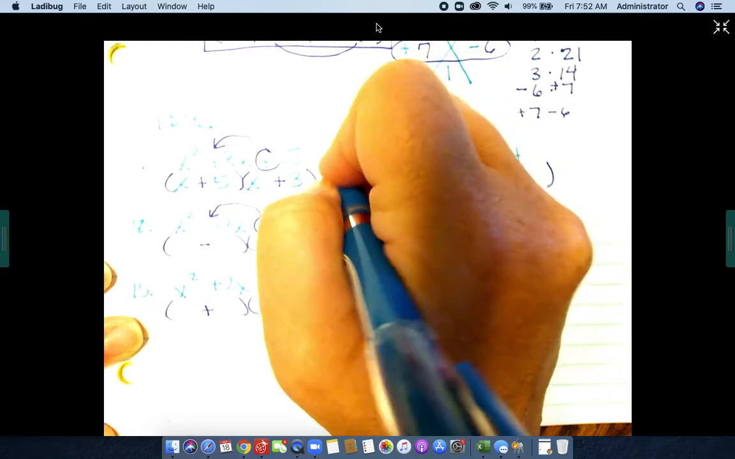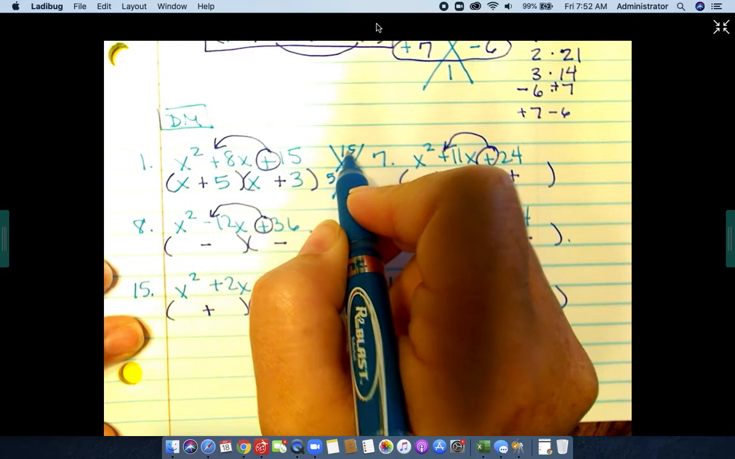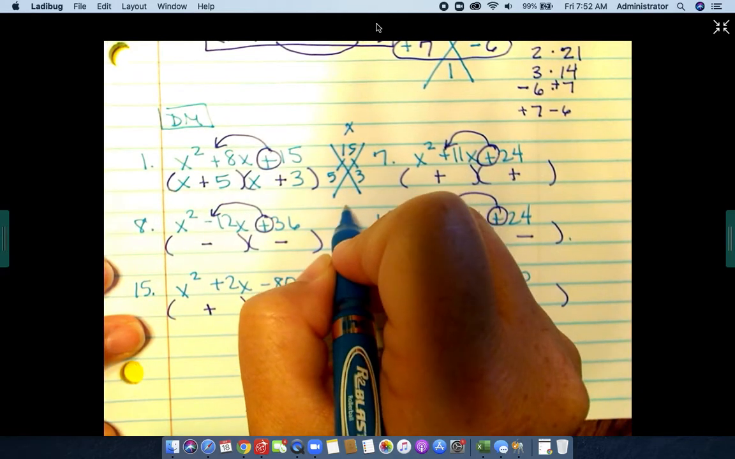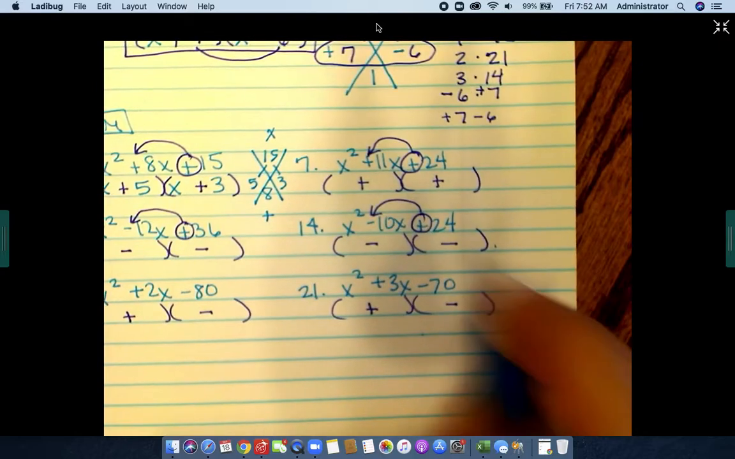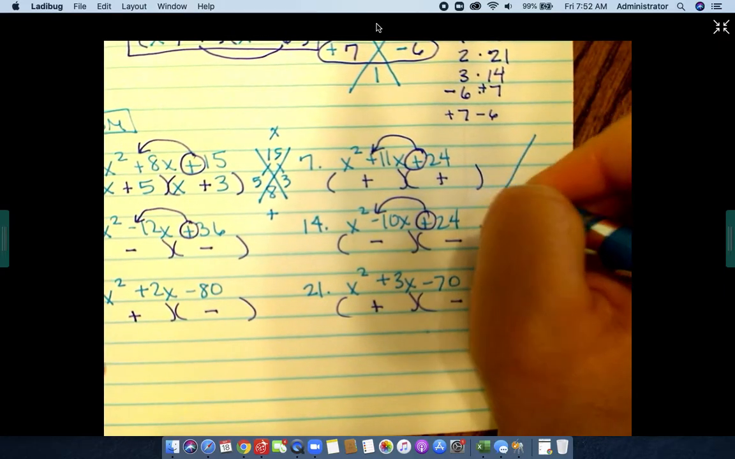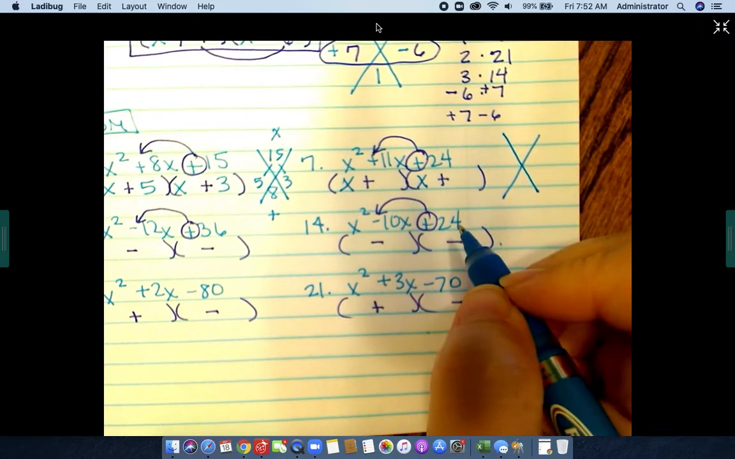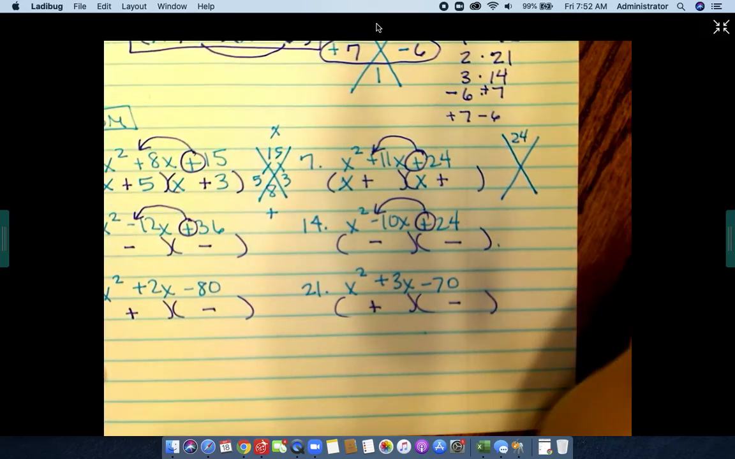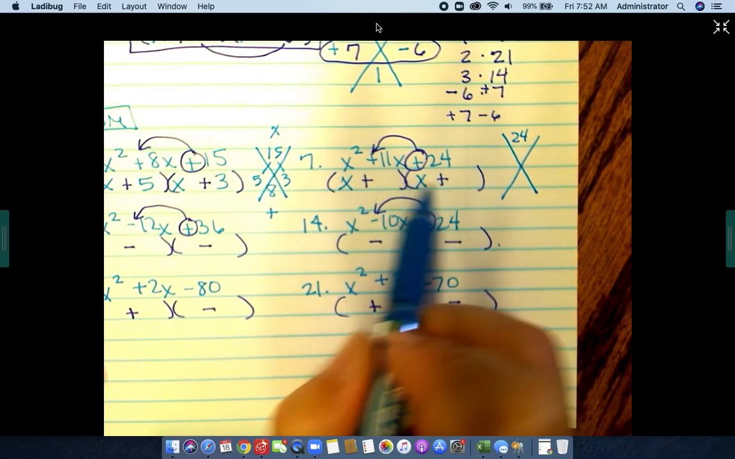So the factors of 15 are 5 and 3. They multiply to give us 15, but they add to give us 8. And that's your job. For number 7, again, we put in our x's. The factors of 24, well, there's several, but our job is to find the ones that add together to give us 11.